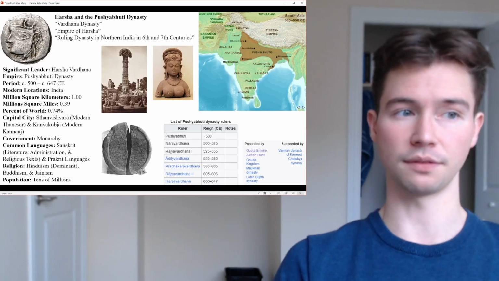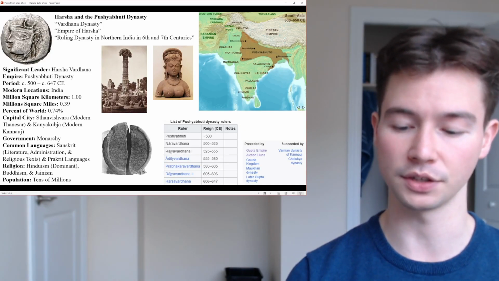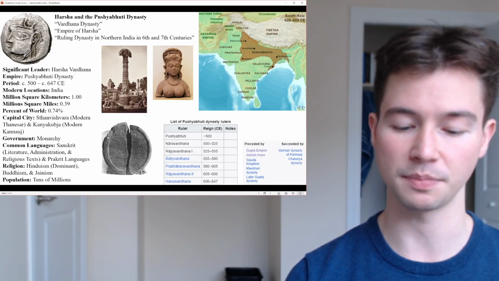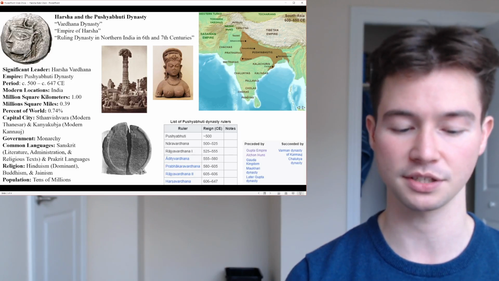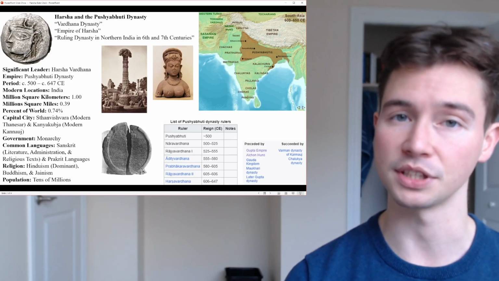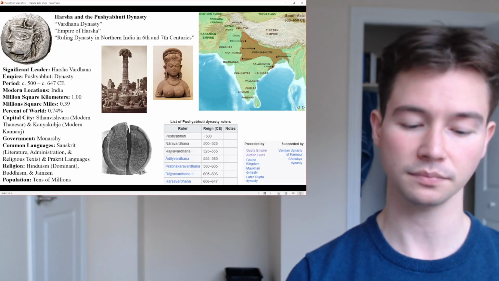As for his administrative reforms, Harsha implemented administrative reforms to improve governance. His administration was characterized by a sense of justice, and he took measures to address the welfare of his subjects. So also good with his internal policies as well in terms of statecraft.